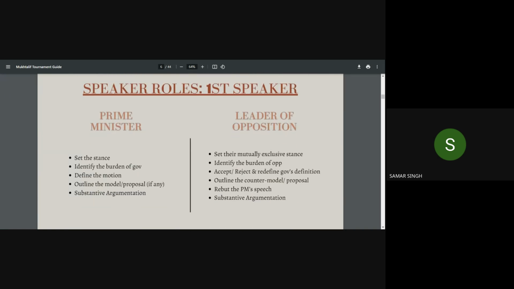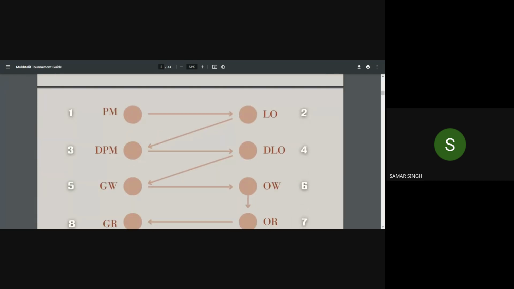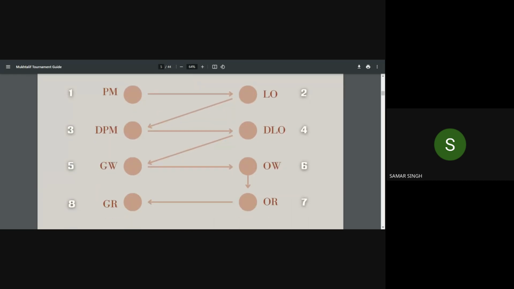Before we move on with speaker roles, if anyone has any doubts regarding this zigzag format, please ask right now.